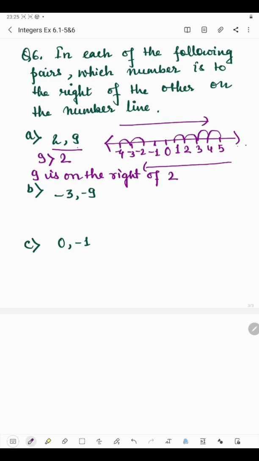Now in the second part we have -3 and -9. Here both the numbers are negative integers, right? Now in case of negative integers, the number which seems greater is actually the smaller. Like here, -3 and -9, -9 seems greater, but actually -9 is the smallest. So since -9 is smallest and -3 is the largest, -3 is greater than -9. So -3 is on the right of -9.